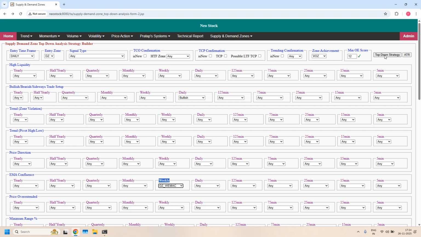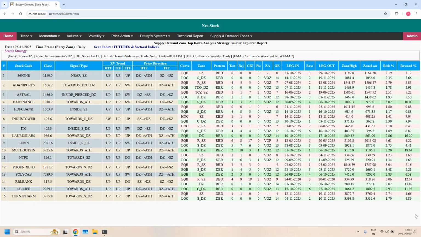Let's filter. Now 16 stocks are filtered. So these 16 daily demand zones might be having more high probability to get success, provided less than 20 checklist items are satisfied. Otherwise, higher chances of zone violation.